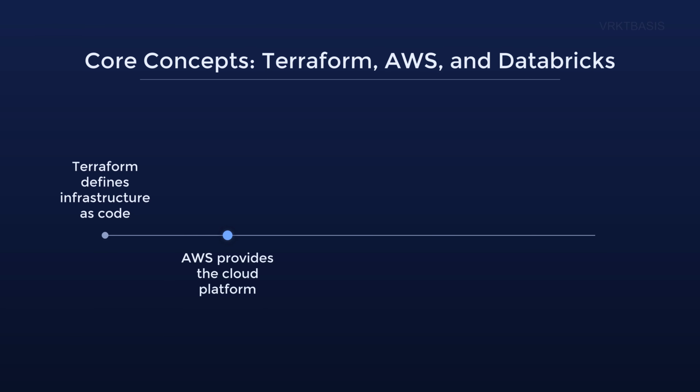So, Terraform defines our infrastructure, but AWS provides the cloud platform where it all runs. Think of AWS as the massive, global data center that supplies the raw computing power, storage, and networking, all the physical resources we need. When Terraform runs, its instructions are specifically for provisioning and configuring these services within the AWS ecosystem.